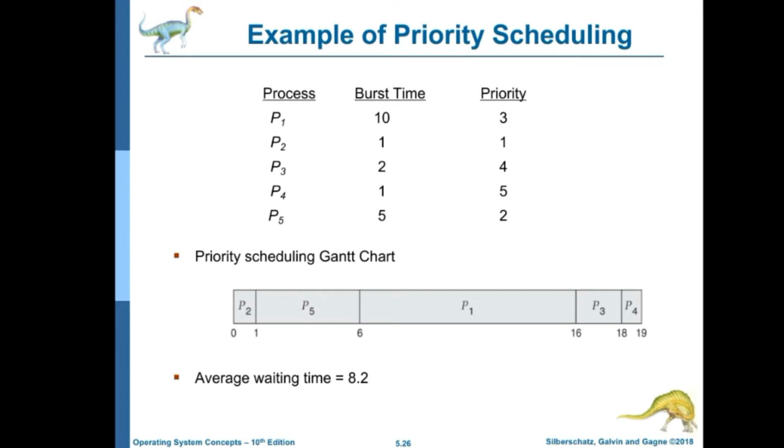And then next is P1, which has the third priority. We add the waiting time of 6 to the burst time of P1, which is 10, so it becomes 16, and so on and so forth. For P4, the total is 19.